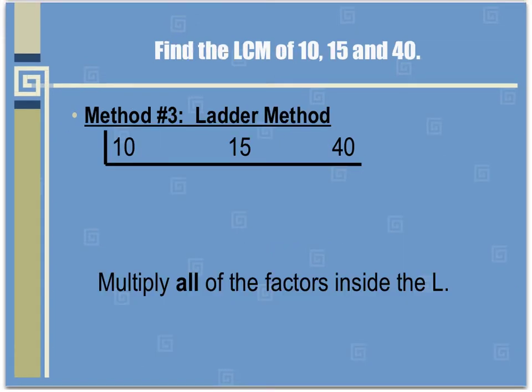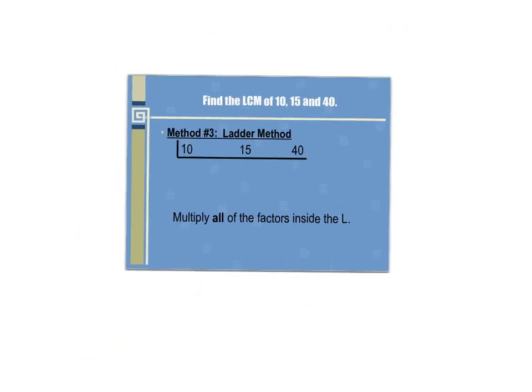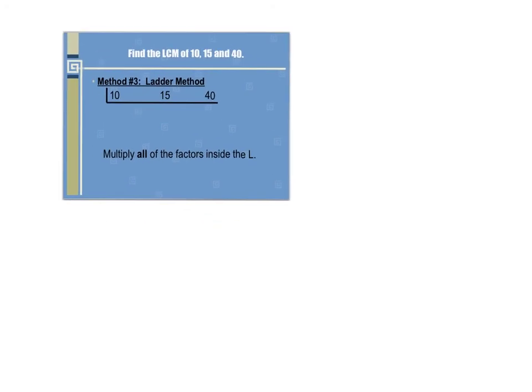Let's try an example where there are three numbers that I want to find the least common multiple for. So in this example, I want to find the LCM of 10, 15, and 40. And again, I'm going to use this concept of prime factorization and the ladder method. So I'm going to shrink this down so that I have more room to write.